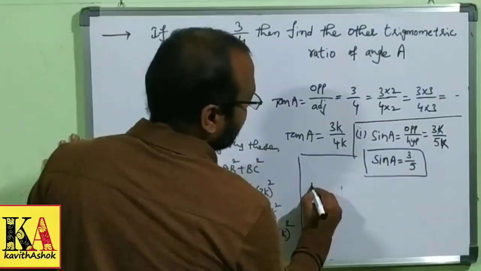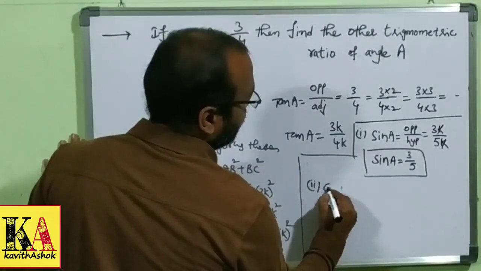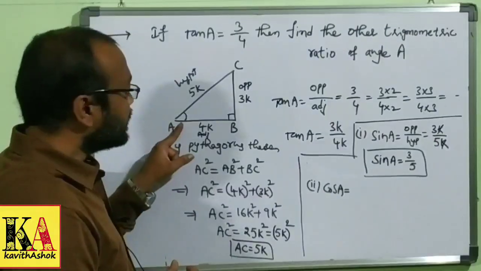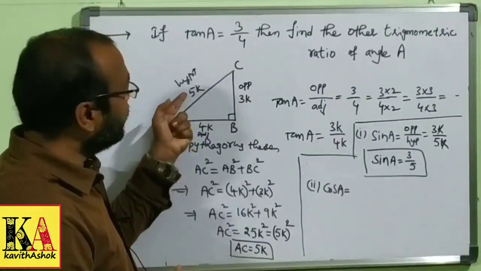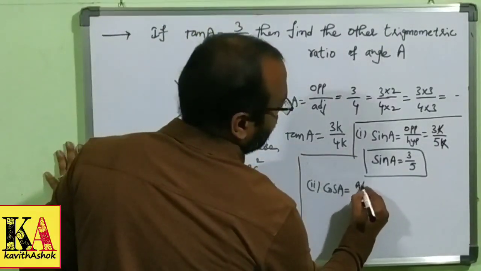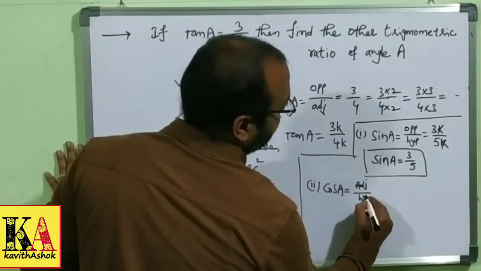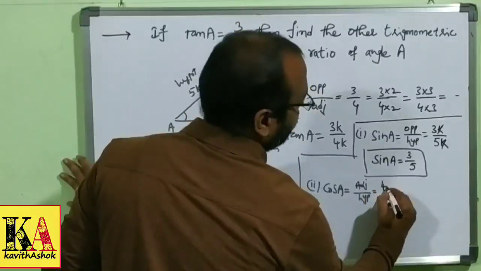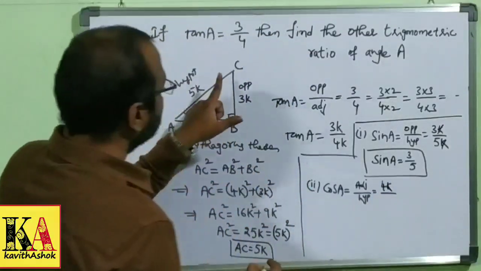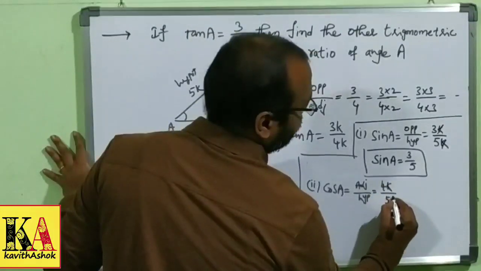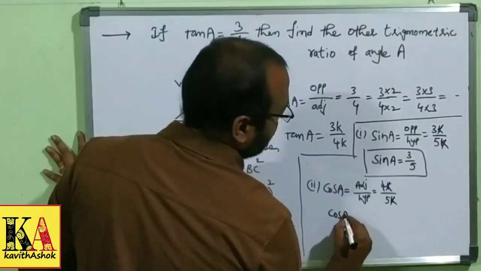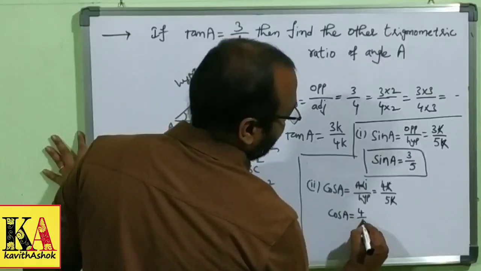Next, second, cos. What is cos A? Cos A is adjacent side by hypotenuse. So what is adjacent? 4k, by hypotenuse. What is hypotenuse? 5k. Again k gets cancelled. So what is cos A? This is nothing but 4 by 5.